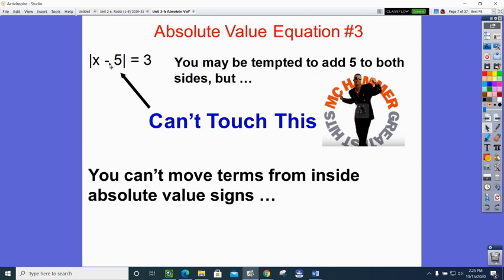You see this -5, it is not outside the absolute values. It's inside, and that's a difference. I want you to think of these absolute value bars like a brick wall, and you can't just now add 5 outside the wall. Okay, so that's thus the MC Hammer. You can't move terms from inside the absolute value signs. So let's talk about how to solve this third absolute value equation.